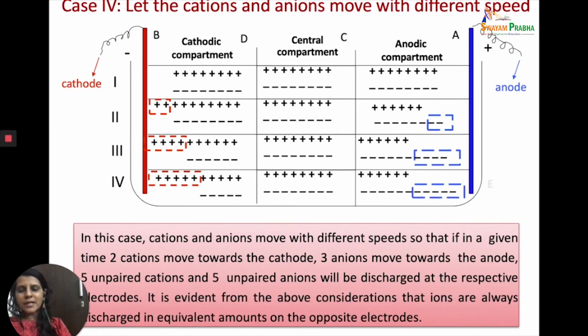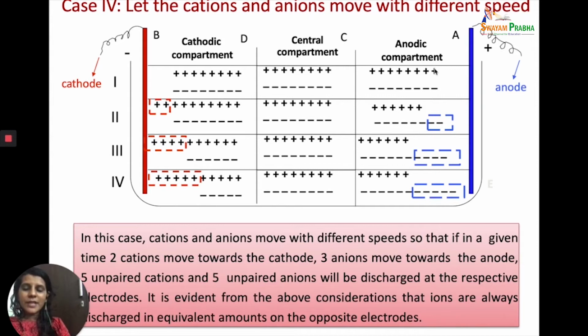Now let's study a case where the cations and the anions move with different speeds. In this case, let us assume that 2 cations are moving towards the cathode and 3 anions are moving towards the anode. We are doing it with respect to the first case only, please. So you have 8 cation-anion pairs in the cathodic, 8 anion-cation pairs in the central, 8 anion-cation pairs in the anodic compartment.